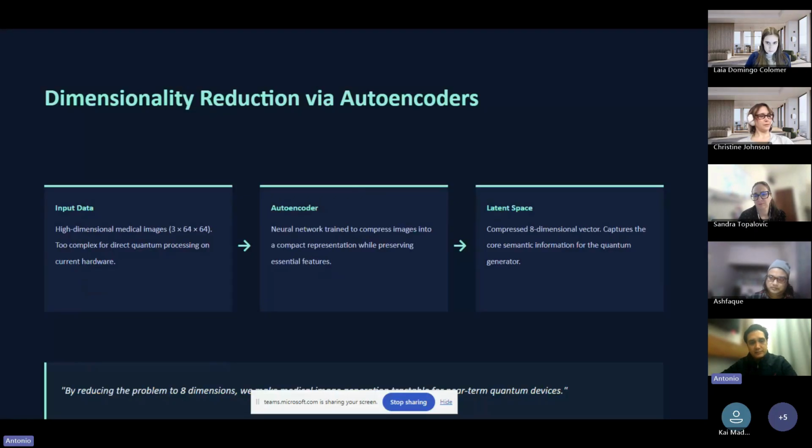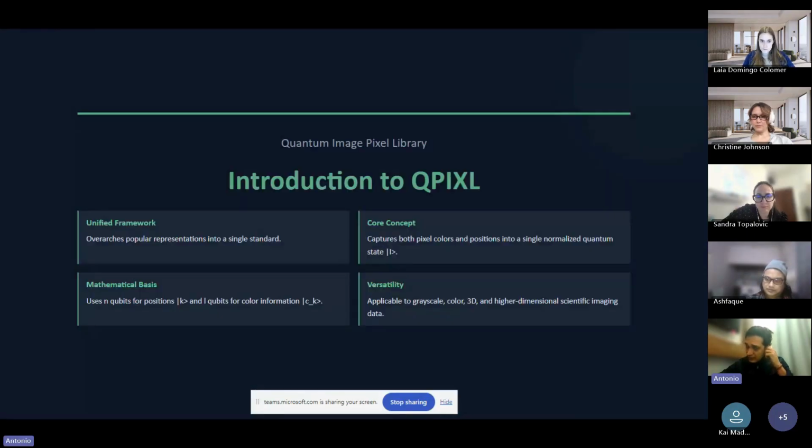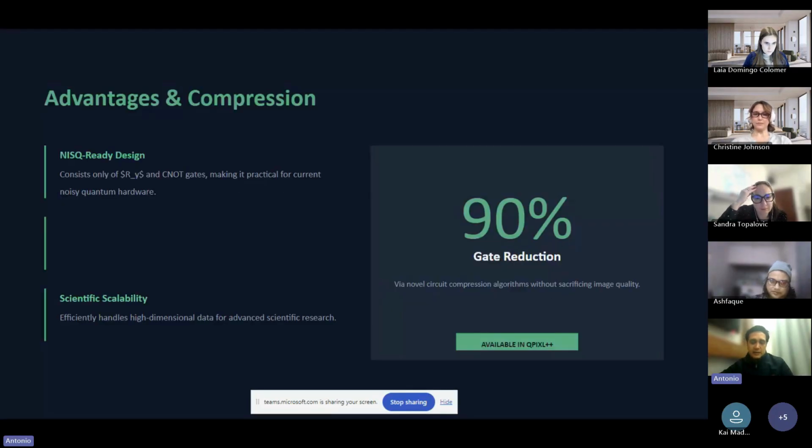One of the approaches we are using here is the autoencoder, where we compress the data into 8D vectors. And Dr. Laya shared with us this approach. We are also trying to apply Q-pixel encoding, where we capture both pixel colors and position into a single normalized quantum state. An advantage of this kind of encoding is 90% gate reduction.